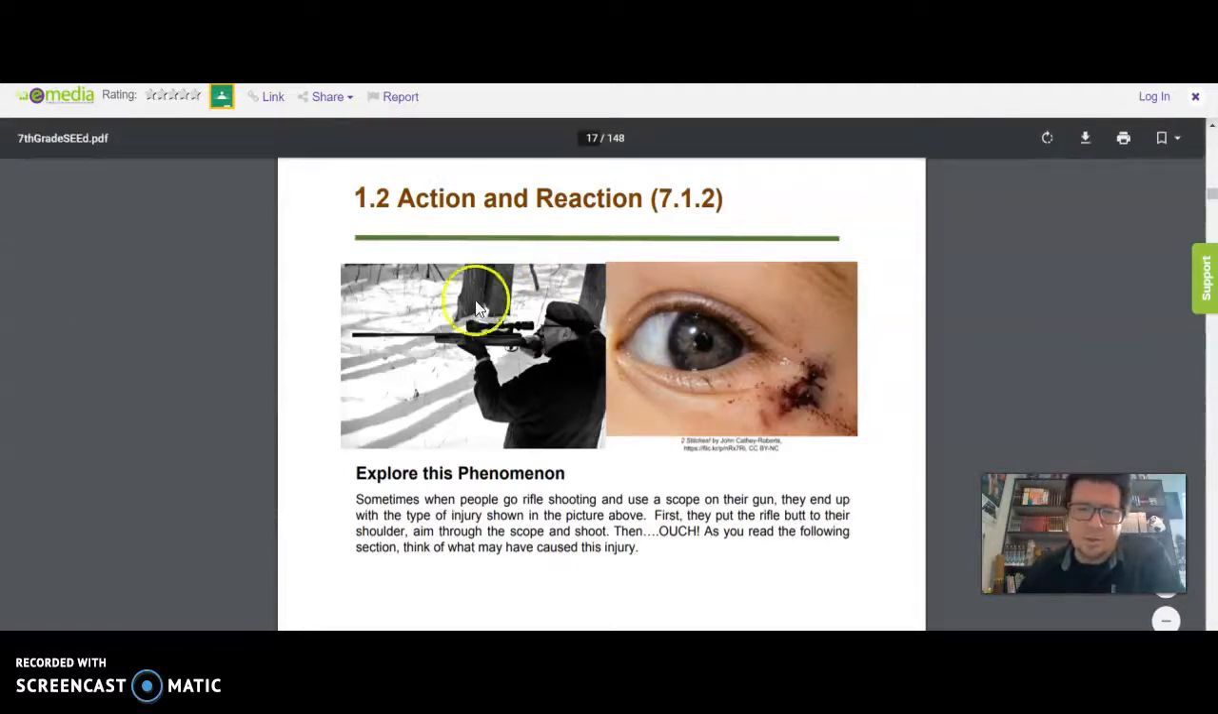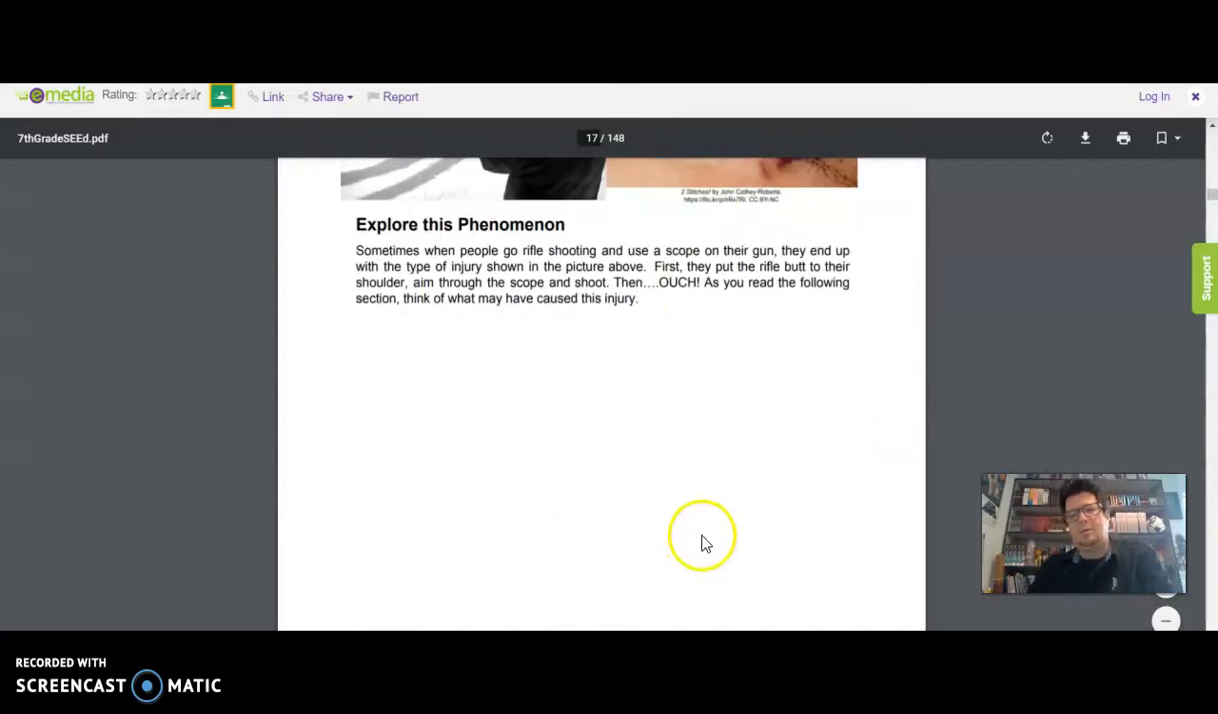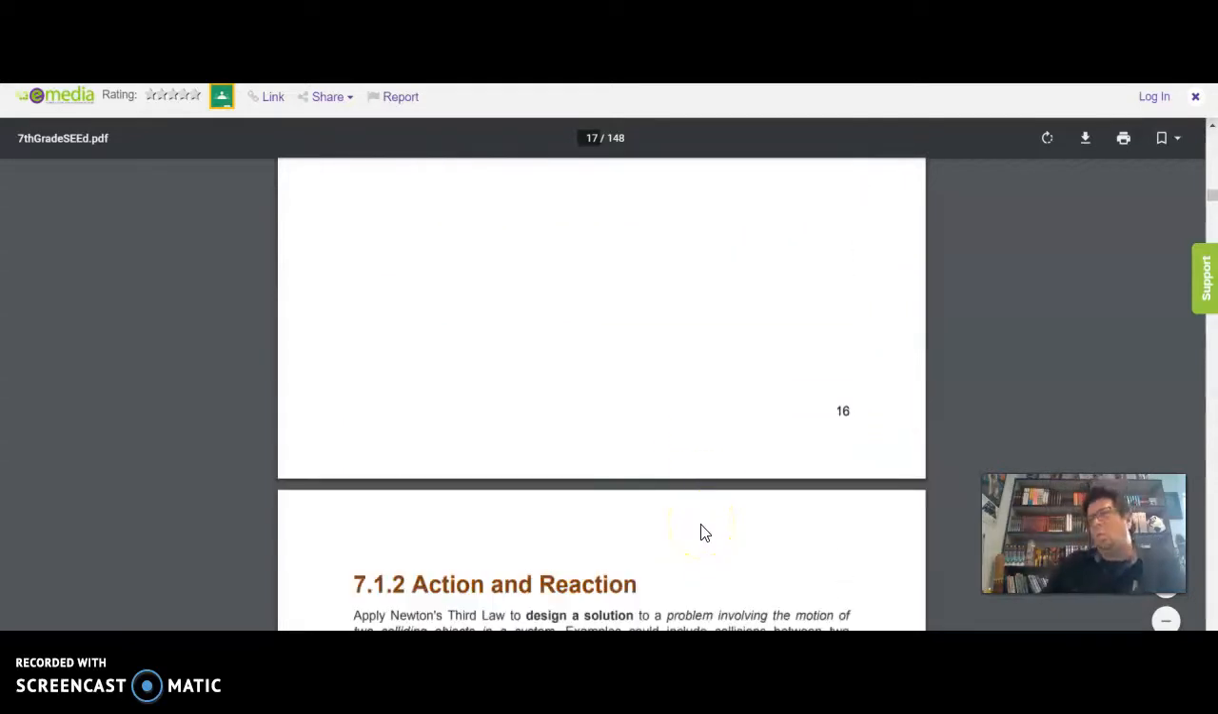So it starts off with this example of how sometimes when people go rifle shooting, something happens that gives them that type of injury right here. Okay, something to think about. What kind of force would cause that injury?